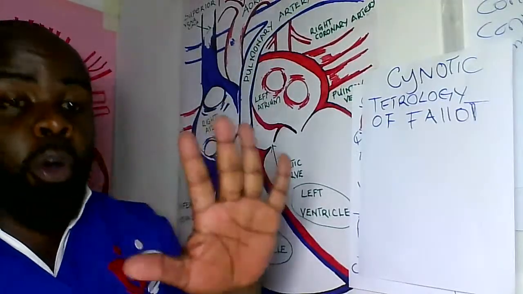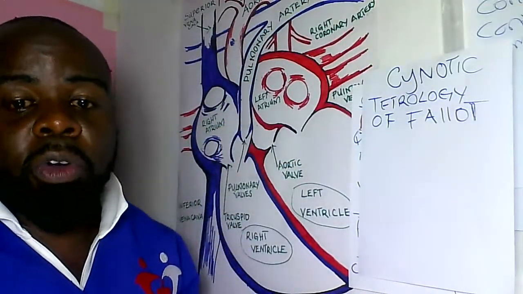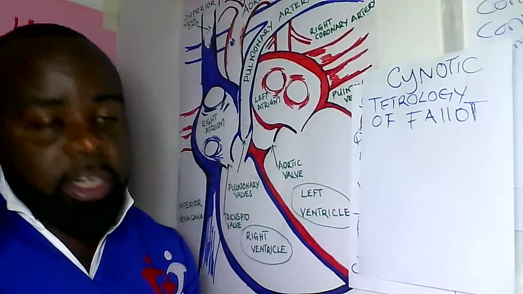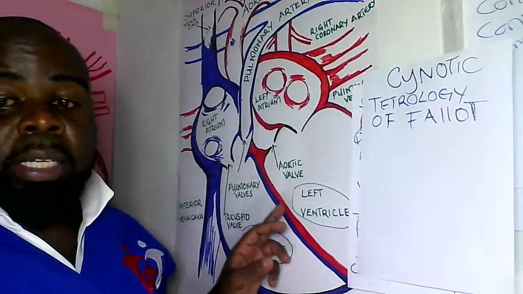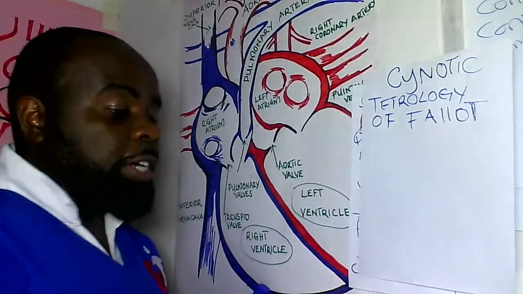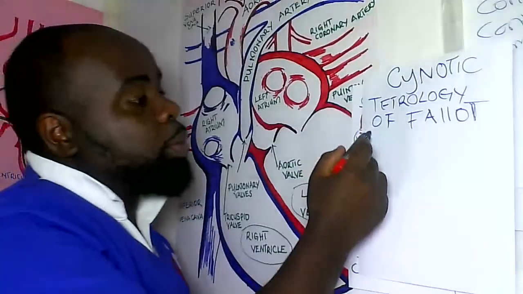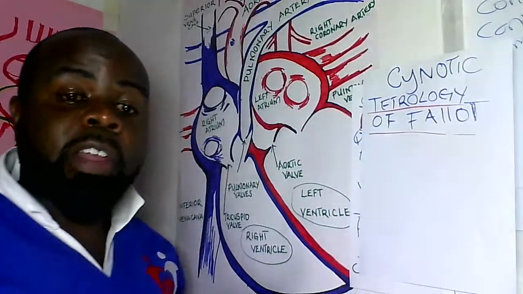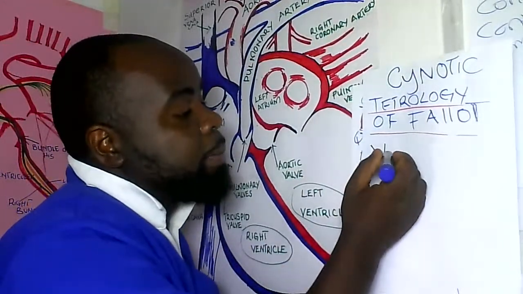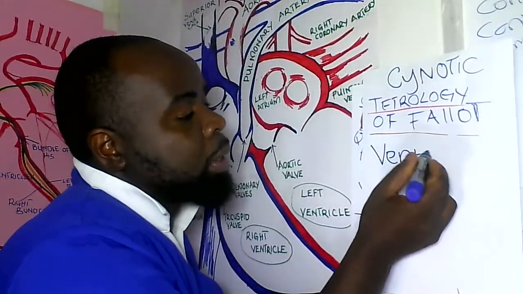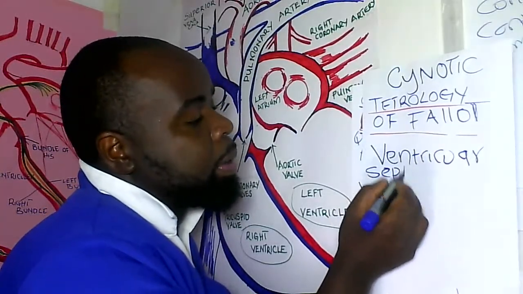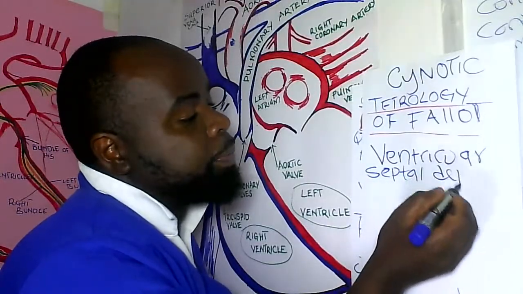It consists of 4 complications, and the 4 complications are: ventricular septal defect, a hole between the ventricles. This is a syndrome of several things. One is called, let's write, ventricular septal defect.